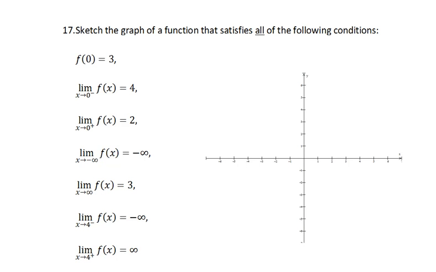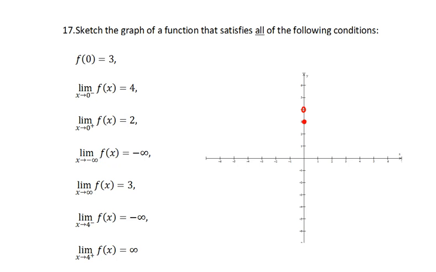In problem 17, we want to sketch the graph of a function that satisfies all of the following conditions. And so what I would normally do with something like this is plug in any values that I know, any points that I know. f(0) equals 3. Then the limit as x approaches 0 of f(x) is 4.